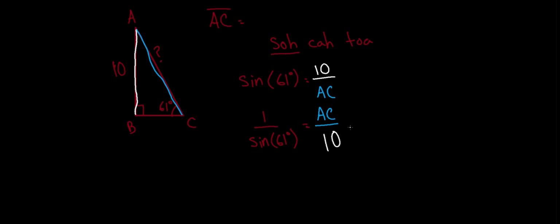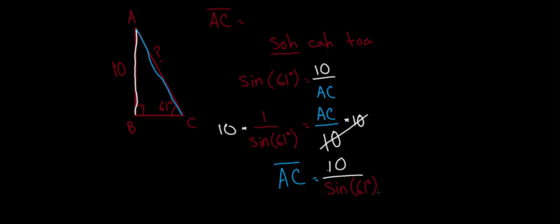And now we're just going to solve for AC. So we're going to multiply by 10 on both sides to get AC alone. And so AC, I'm going to just put AC on the left side. AC equals 10 over the sine of 61 degrees.